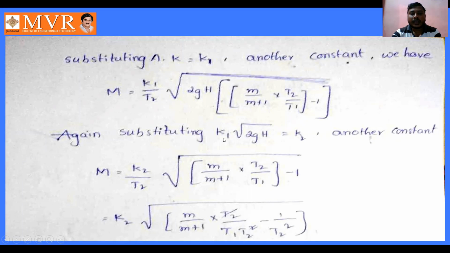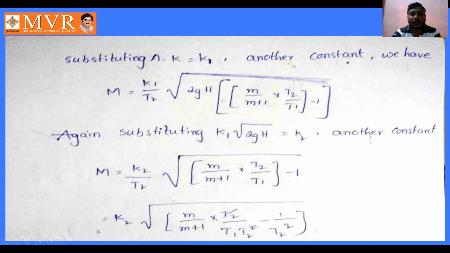Again substituting k1 root 2gh as another constant. First we took the constant k, the second constant is k1, and the third constant we are using is k2. That k1 root of 2gh we are writing as k2, and the remaining term is t2, into root of m by m plus 1 into t2 by t1 minus 1.